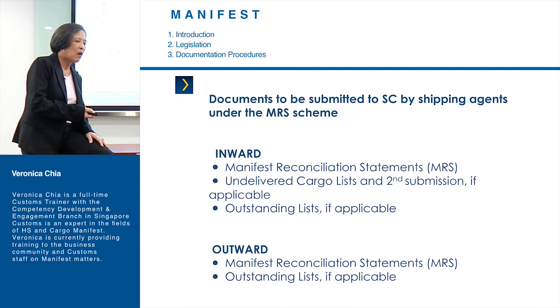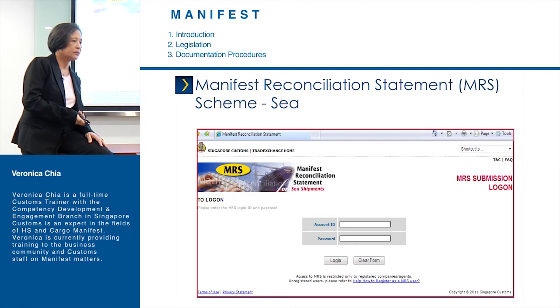Okay. For outgoing, it's the same thing, except that we don't have an undelivered cargo list. It's only meant for import. This is the website in which all registered shipping agents will submit their manifest. The manifest reconciliation statement. Okay.